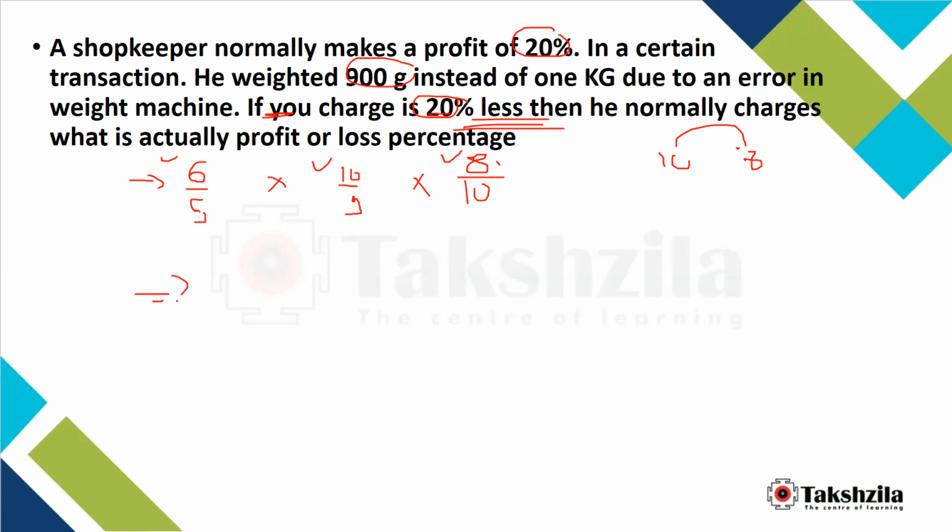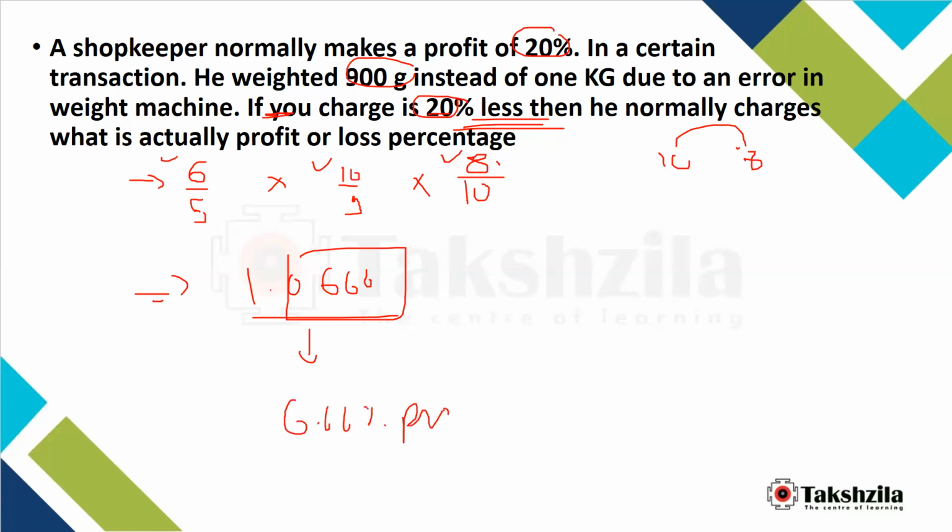So 6 times 8 is 48, 480. This is 480 upon 9 times 5 times 10, so 450. Basically, this will come out to be 1.0667. Now this is the factor, like we had 1.2 for 20%. So what will be the percentage profit? The percentage profit will be the part after the decimal, so this will be 6.66% profit.